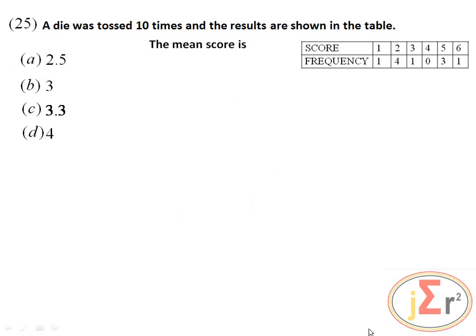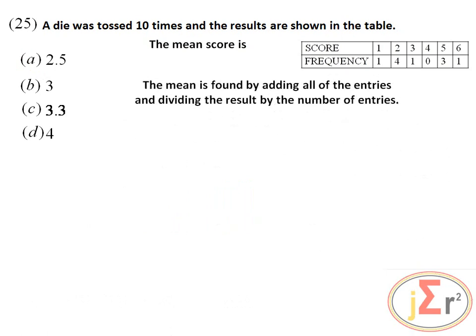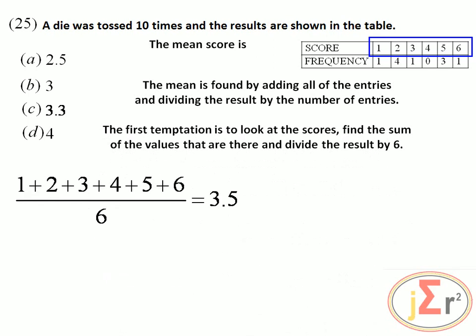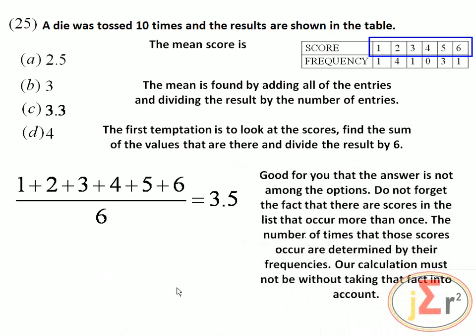Now we need to find the mean of the scores. The mean is found by adding all of the entries and dividing the result by the number of entries. The first temptation is to look at the scores, find the sum of the values that we have there, and divide the result by 6, which is not correct. So we have 3.5 for our answer if we just add these up and divide by 6. Good for you that the answer is not among the options, because it is not correct.